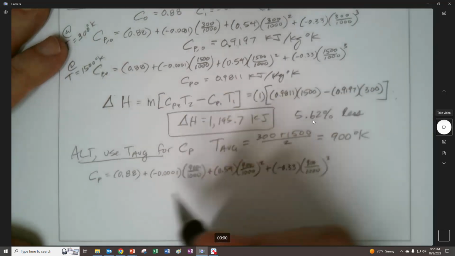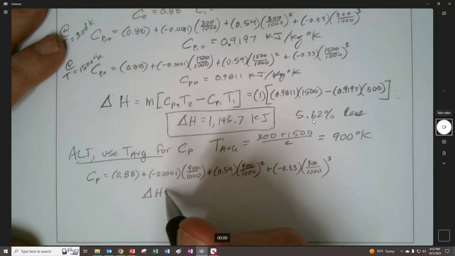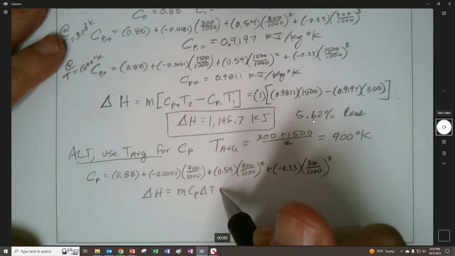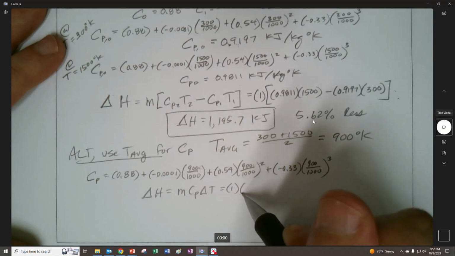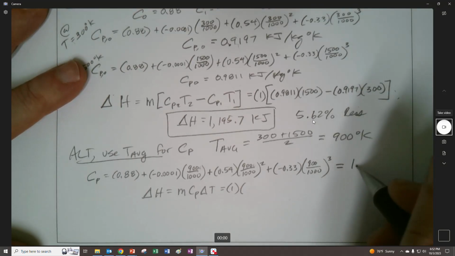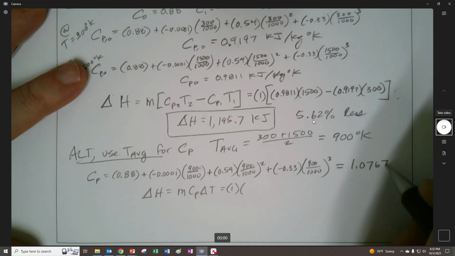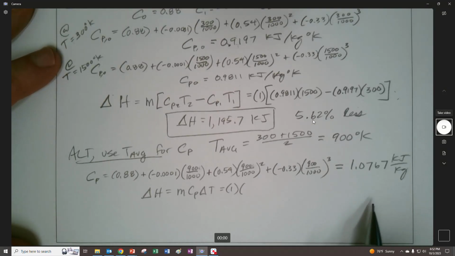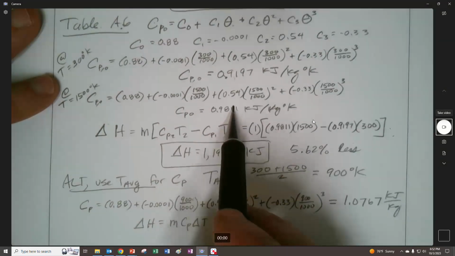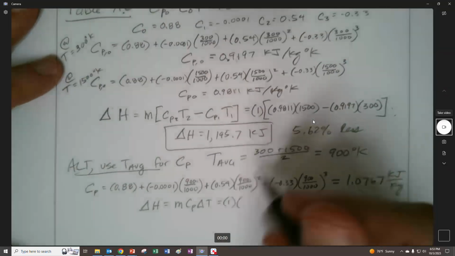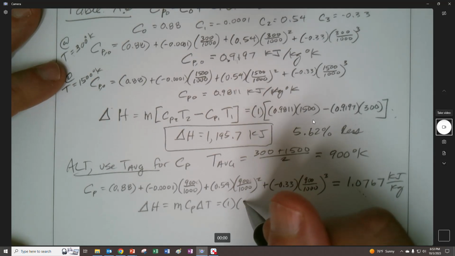So anyway, we put that in there, and so we can find our delta H is going to be m Cp delta T. And so we go 1 kilogram, but this time, I didn't tell you what the answer was. Dummy. 1.0767. This was kind of an interesting outcome. Not what I anticipated. I thought there was a trend. I thought it would be somewhere in between these two, but it's not. It's actually higher than that. So that's kind of, ooh, wow.